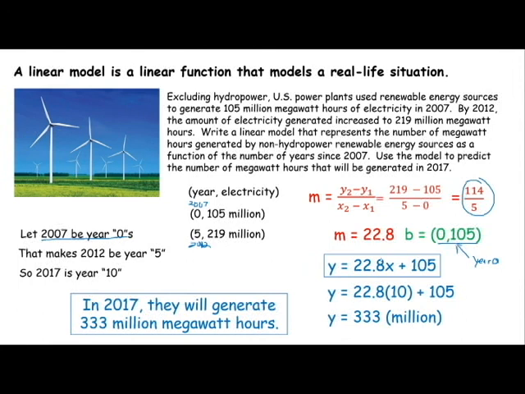It's going to be really messy. It's going to give us some really bizarre numbers. That's why we like to set 2007 as our starting point. You can set any year to be your starting point, and you can predict the change from that year. By making 2007 year zero, it gave me my y-intercept right at the beginning. So that also was very, very convenient.